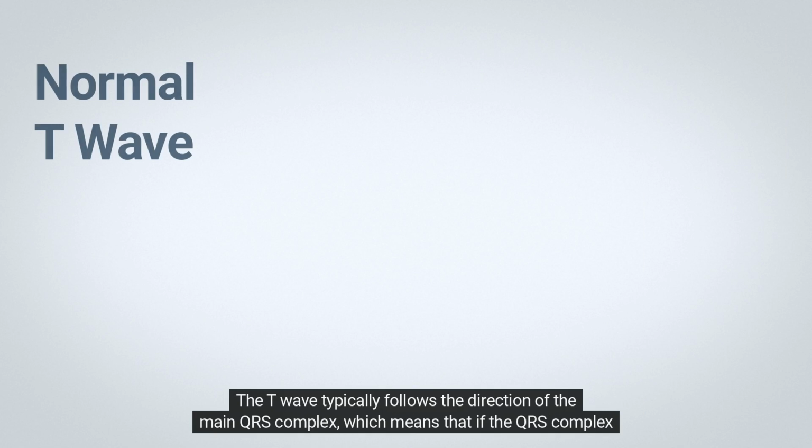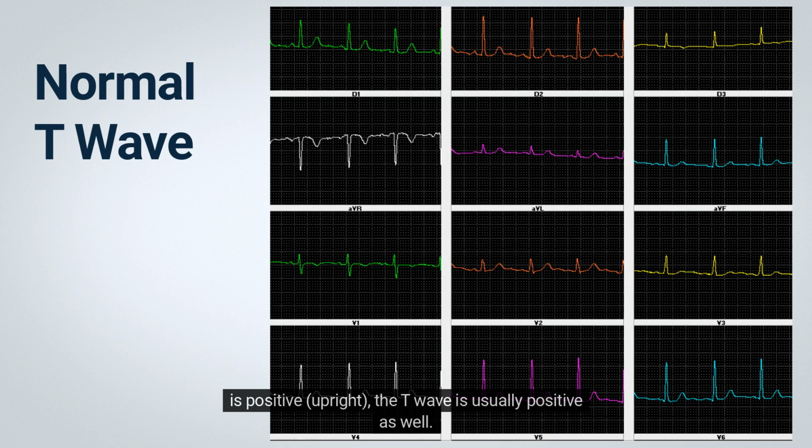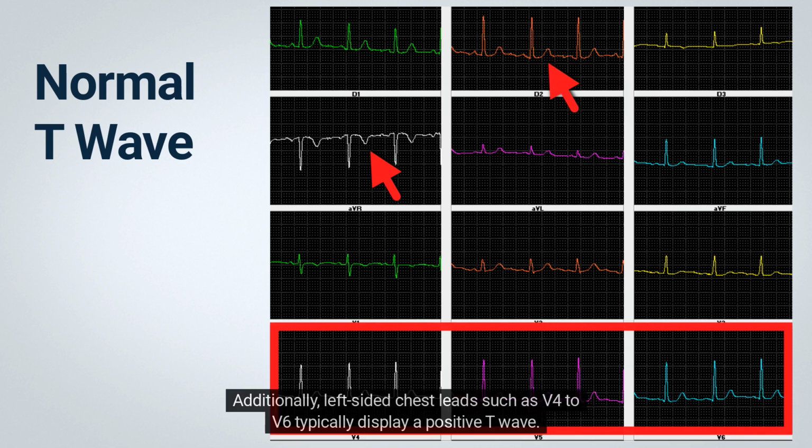The T wave typically follows the direction of the main QRS complex, which means that if the QRS complex is positive, upright, the T wave is usually positive as well. However, there are some more specific rules about the direction of the normal T wave. For instance, in lead aVR, the T wave is always negative, while in lead 2, it is normally positive. Additionally, left-sided chest leads such as V4 to V6 typically display a positive T wave.